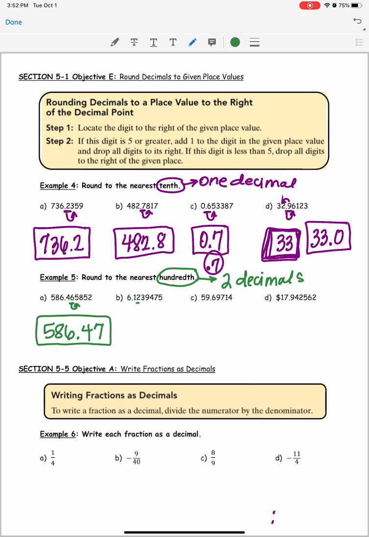Same thing on B. 2 is in the hundredths place. It's 2 places behind the decimal. So look at the one behind it. That digit is less than 5, so that 2 is going to stay the same. So this becomes 6.12.